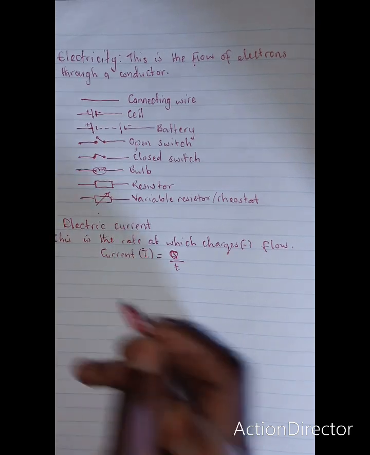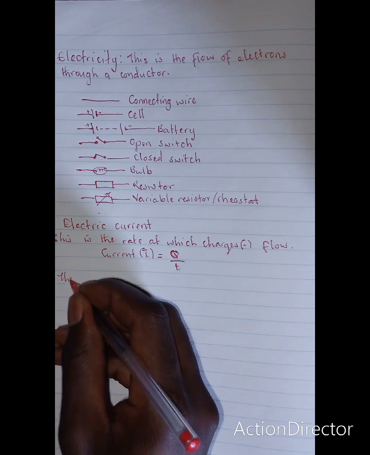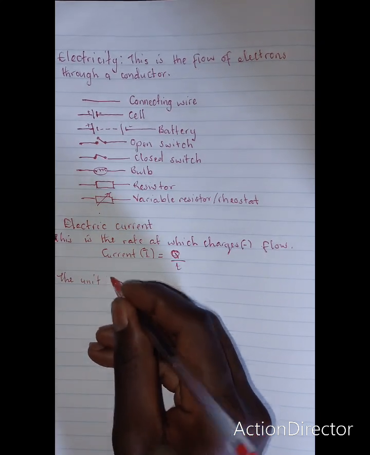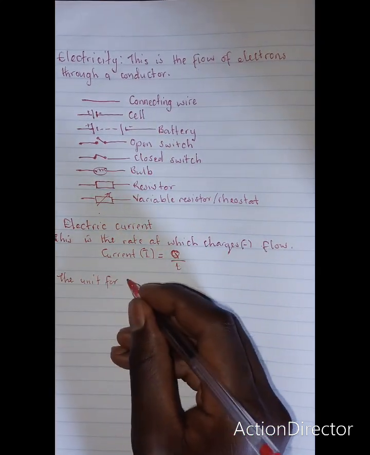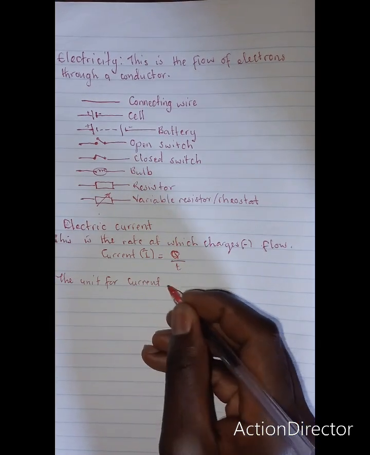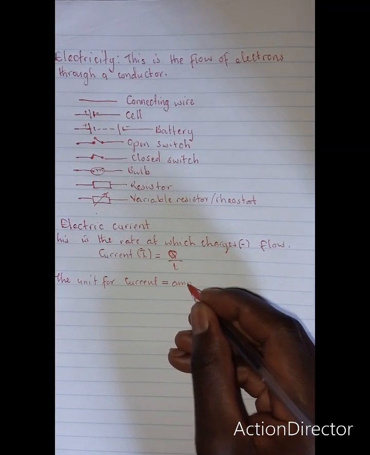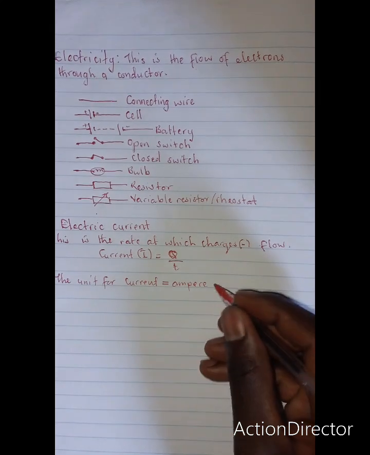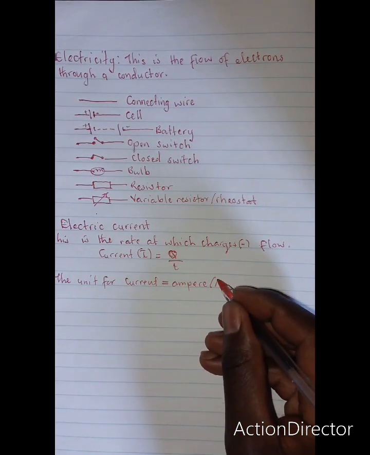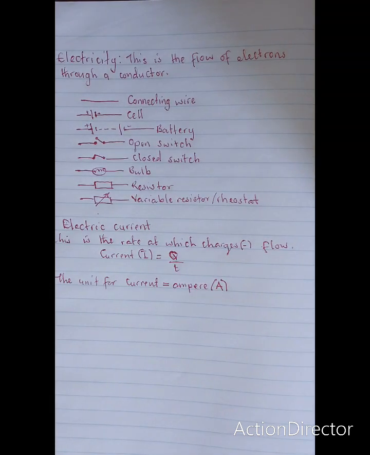The next thing we need to know is the SI unit for current. The unit for current is simply the ampere. When you're writing in full, you start with a small letter a. When you're writing a symbol, you represent it using capital letter A. So the unit for current is the ampere, denoted by capital letter A.